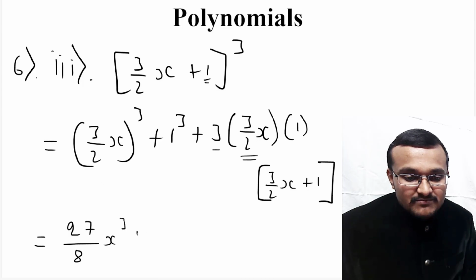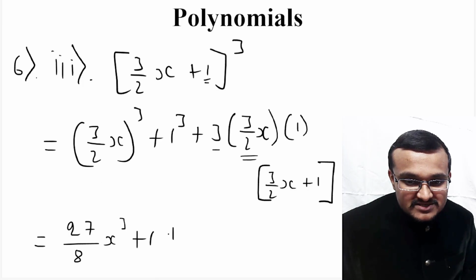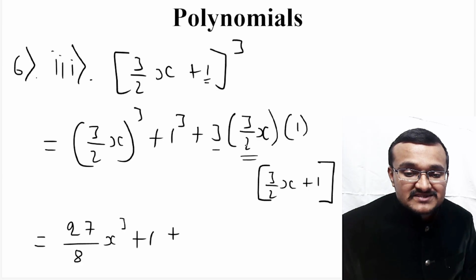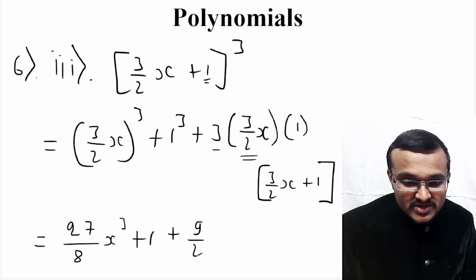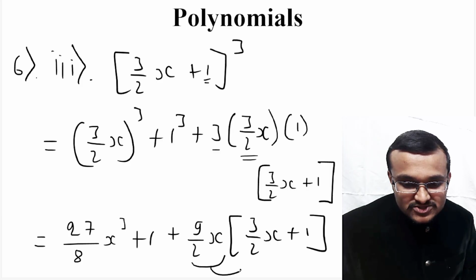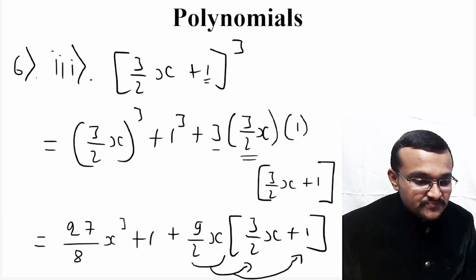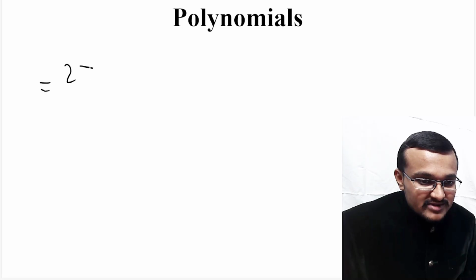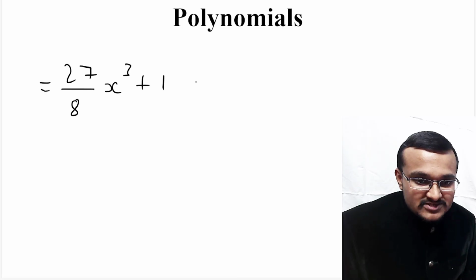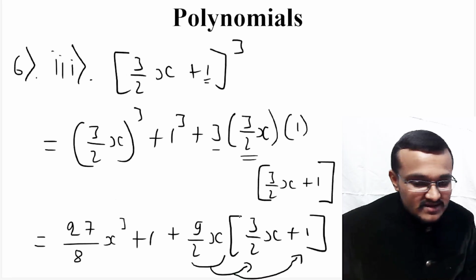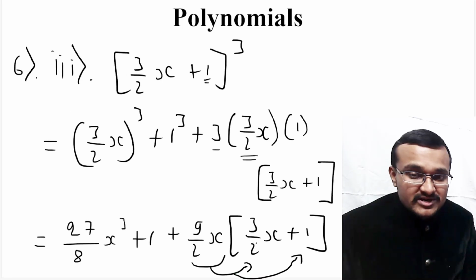Into x cube plus 1 cube is 1 plus 3 into 3 by 2, that is nothing but 3 3s are 9, 9 by 2x. In the bracket you have 3 by 2x plus 1. Now this 9 by 2x you can multiply with 3 by 2x, and also with 1. So the final answer you will be getting is 27 by 8 x cube plus 1 plus, here you can see 9 by 2x into 3 by 2x.